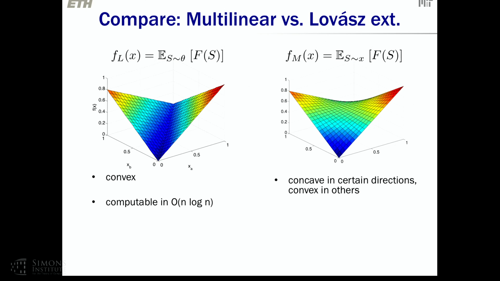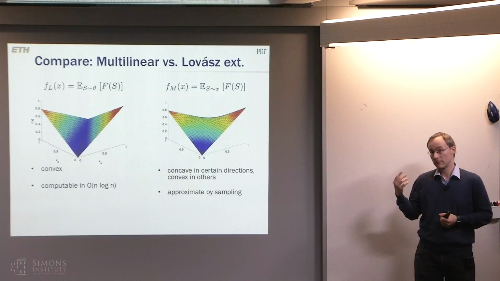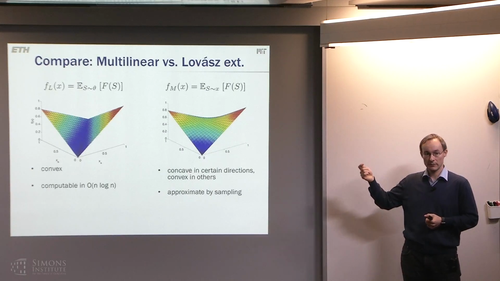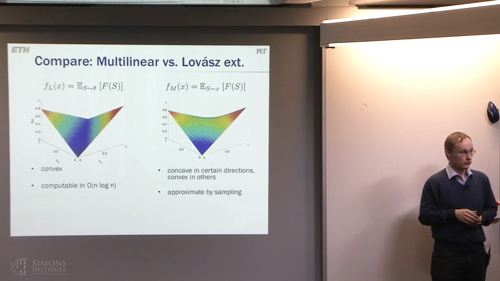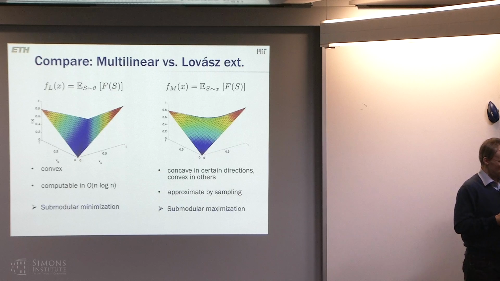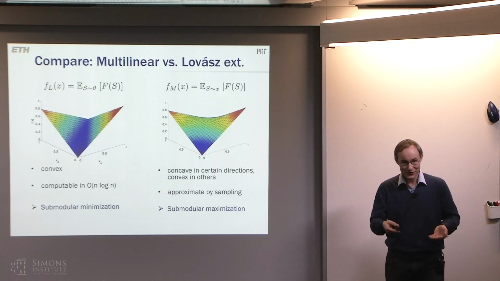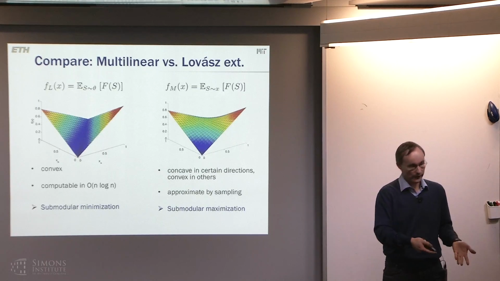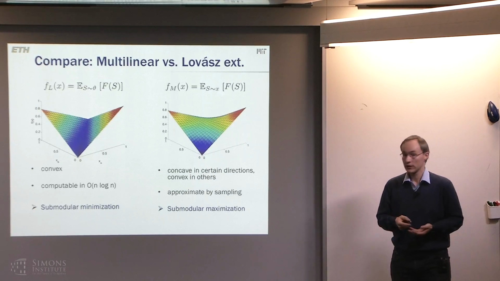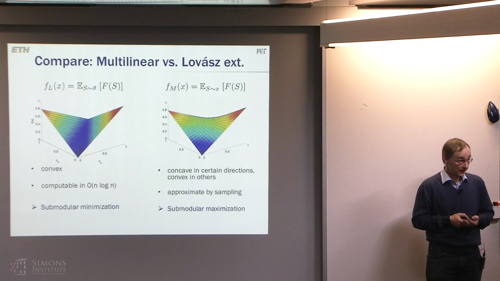Now the Lovász extension is very easily computable, basically by sorting, as Stephanie talked about. The multilinear extension in general can only be approximated by sampling, which tends to make these algorithms somewhat slow unless you have special structure in the objective. And again, just to repeat, the Lovász extension is very useful for submodular minimization, it's the convex function, versus the multilinear extension, which is widely useful for submodular maximization.